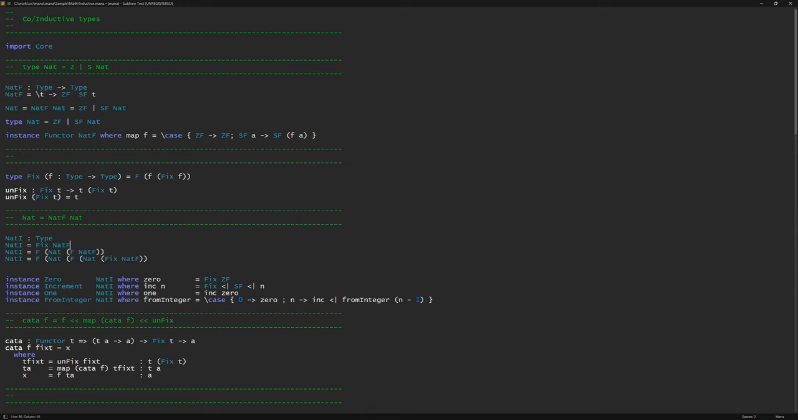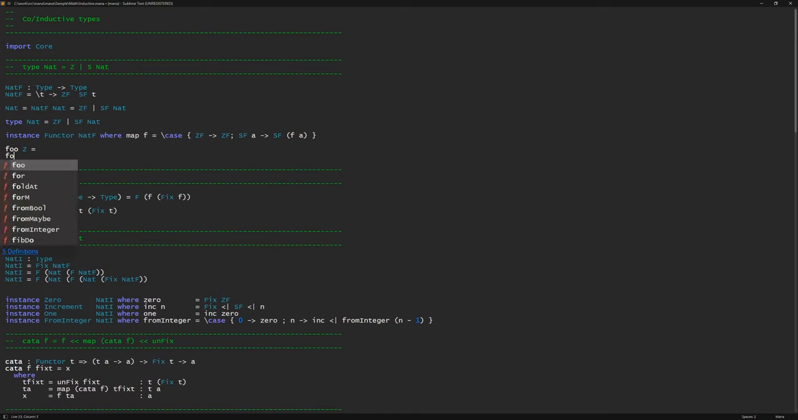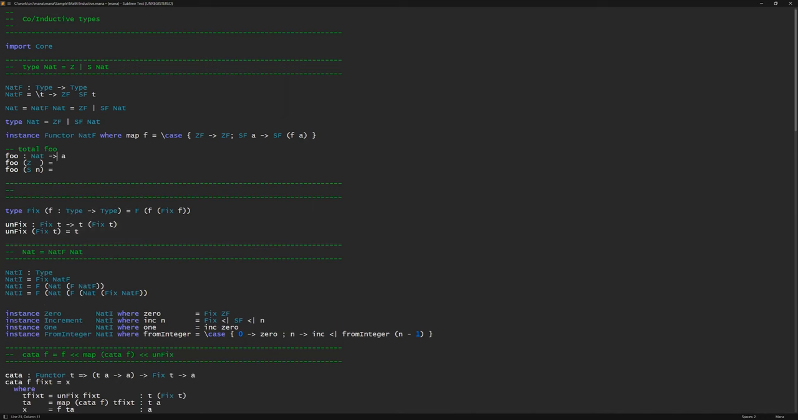It's kind of like the way you use it, like if I do some function over nats, right, and foo of s of whatever n, nat goes to whatever. So if it's inductive, in order for this to be a total function, you have to make sure you're always doing something smaller on this side, right? Whatever, return a character.